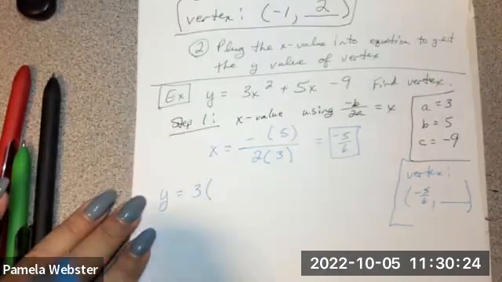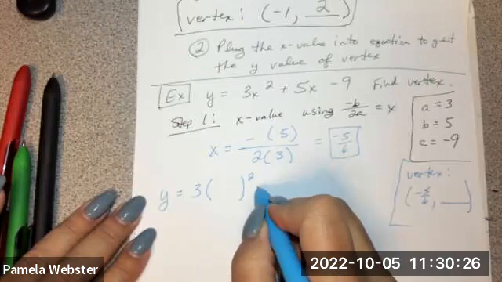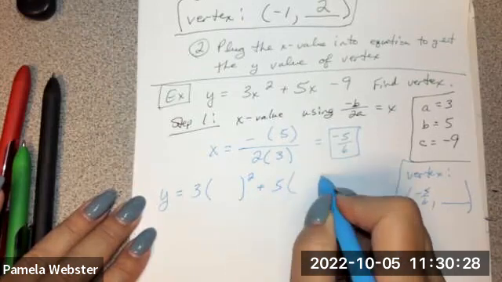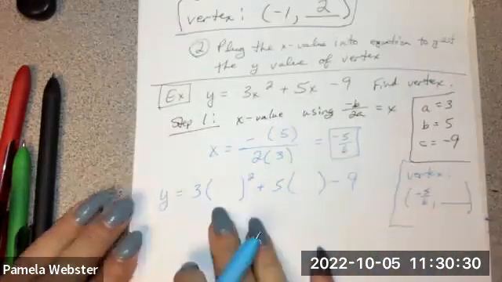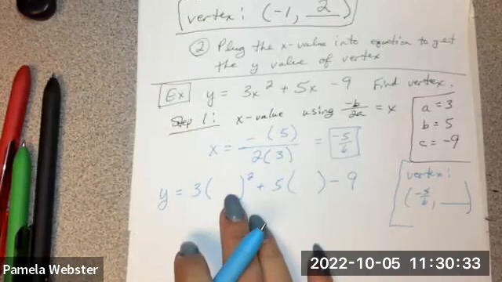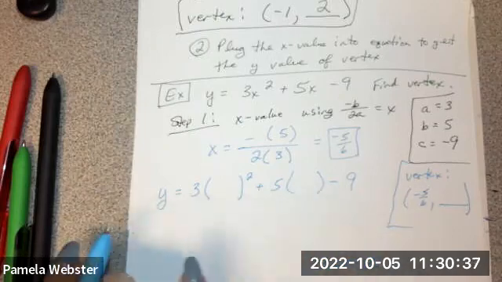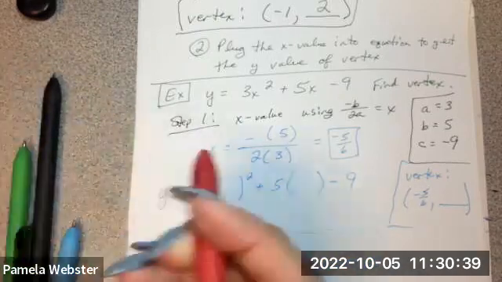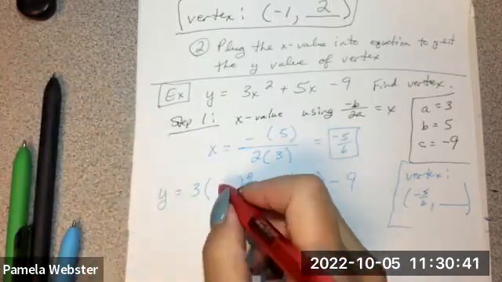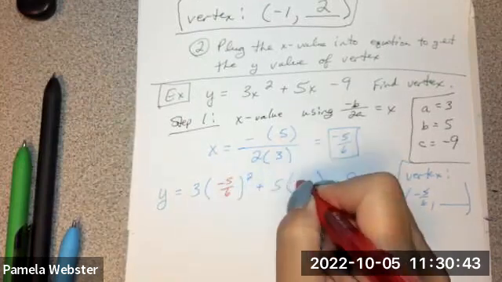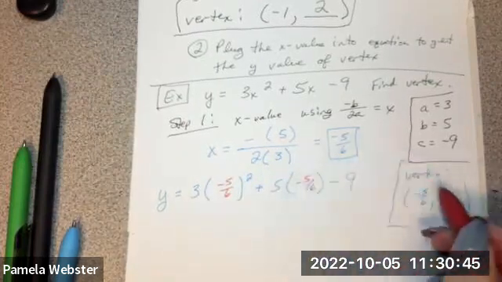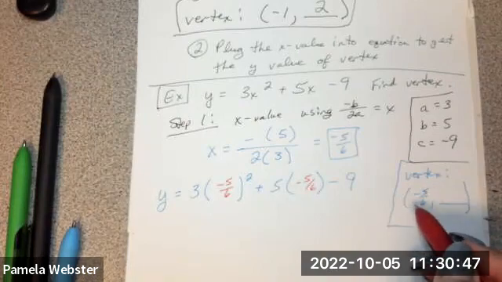So plugging in, I'm going to plug in negative 5/6. Okay, go back to my original. It's 3 times whatever my x is squared plus 5 times the x minus the 9. I'm going to use this negative 5/6 guy for my x because that's what I want to plug back in, right? This is step 2.